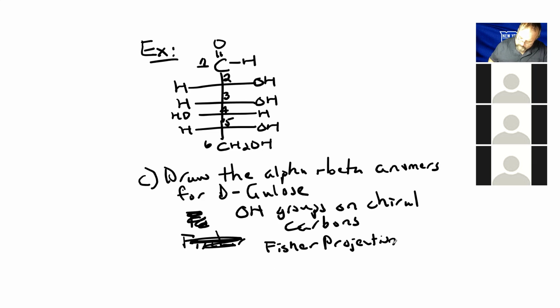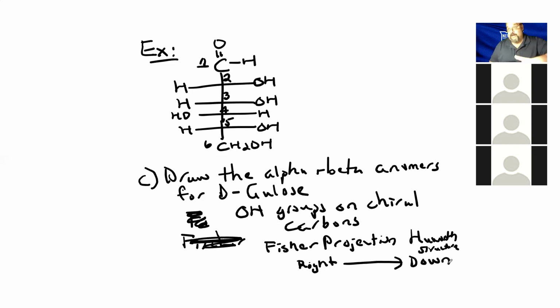And then you have your Haworth structure. And the correlation is the following. If you're an OH going to the right in the Fischer projection, in the Haworth structure, that OH should end up going down. And if you're an OH going to the left in the Fischer projection, in the Haworth structure, you should end up going up.